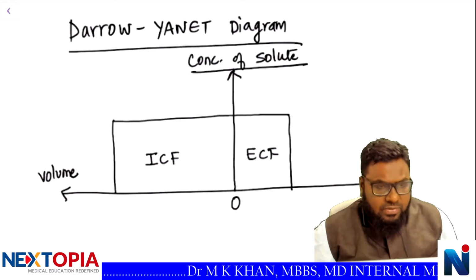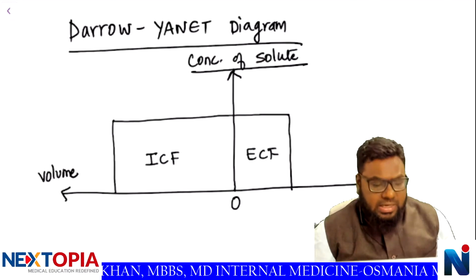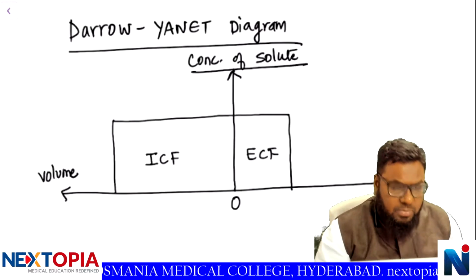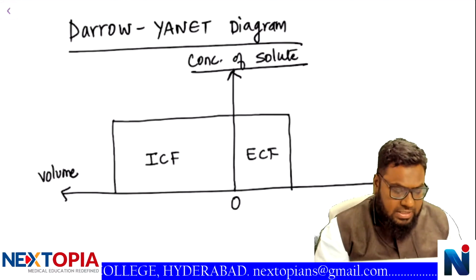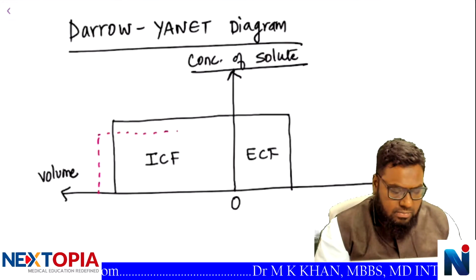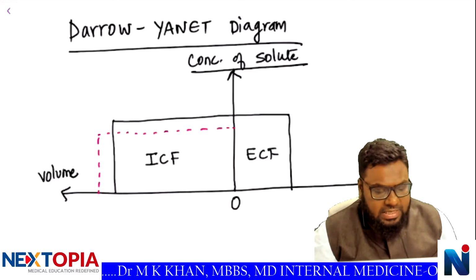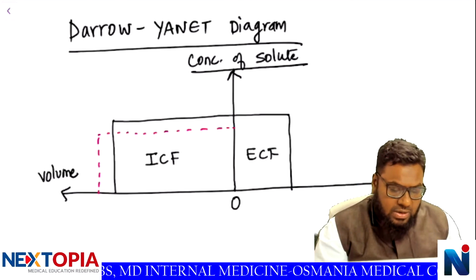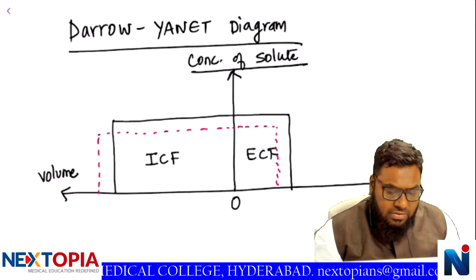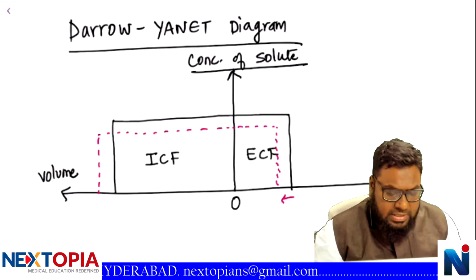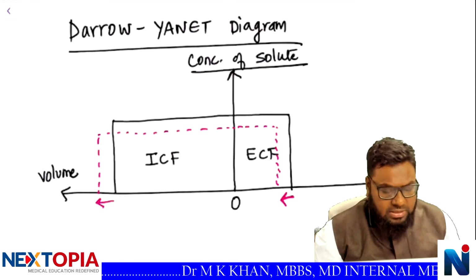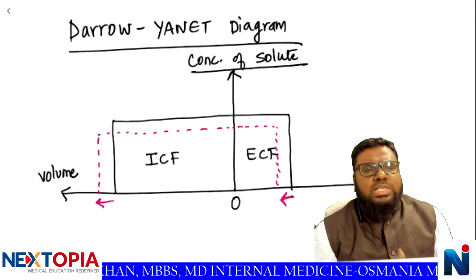The solid lines that I have drawn here are the controlled state. Suppose there is a change in the ICF, that is, the volume of the ICF is increasing and the concentration is decreasing, you can mention it like this. So the ECF volume has moved in this direction, and the ICF volume has increased in this direction. I'm just giving you an example.